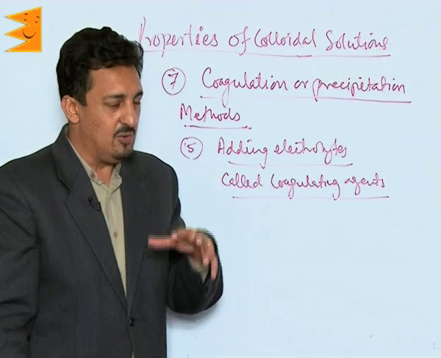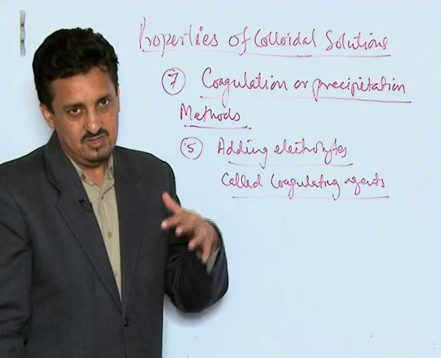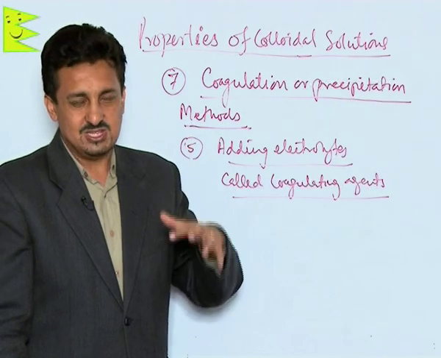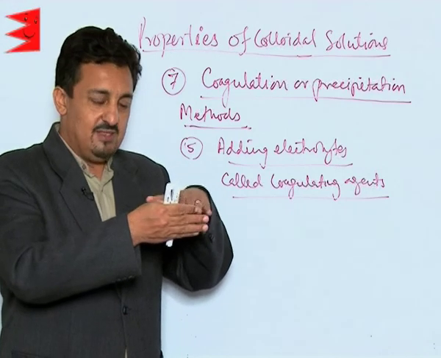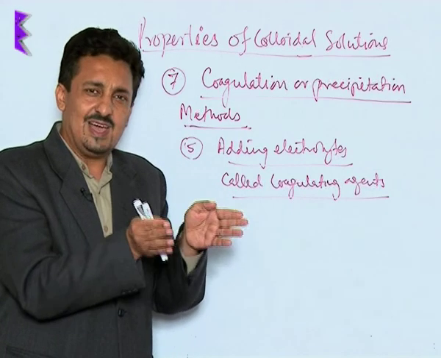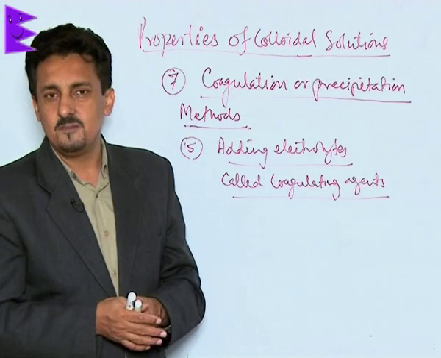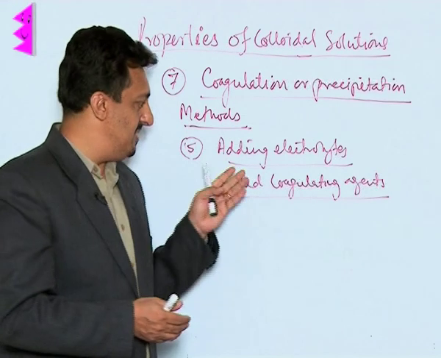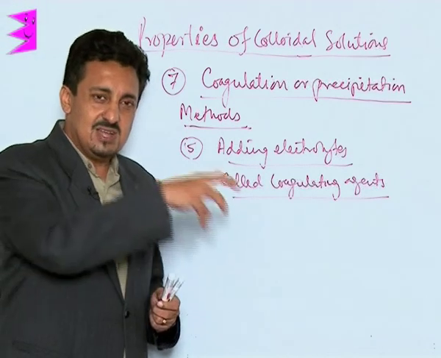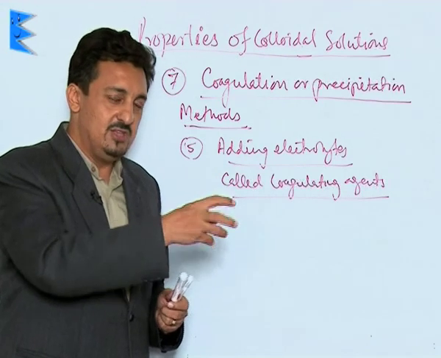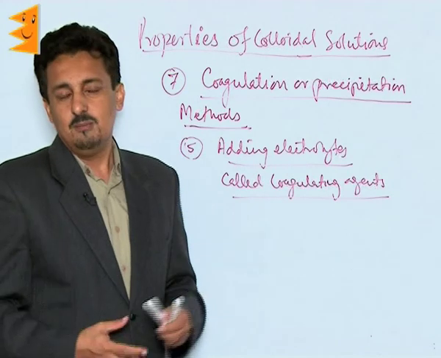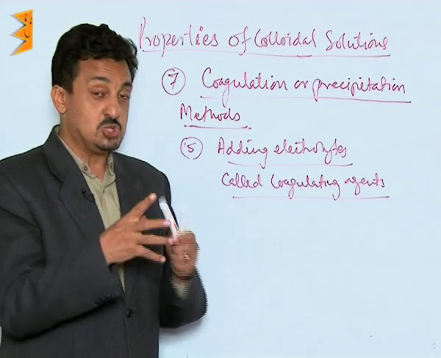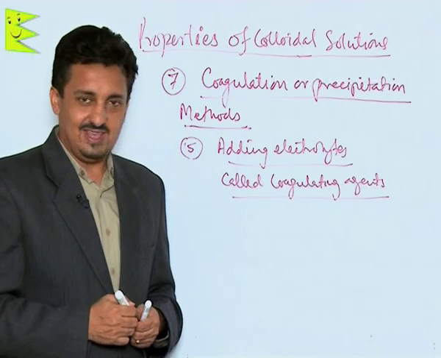So slowly and slowly, whatever minerals the rivers are bringing along with them settle down on the river beds, the place where they meet the sea. And due to this, a very fertile land develops, which is called delta. The same is basically used here. You can add certain electrolytes in order to what? Neutralize the charges on the colloidal particles, so that they can aggregate to form precipitates. And those chemicals added are called coagulating agents.